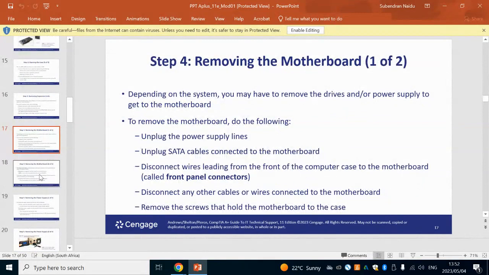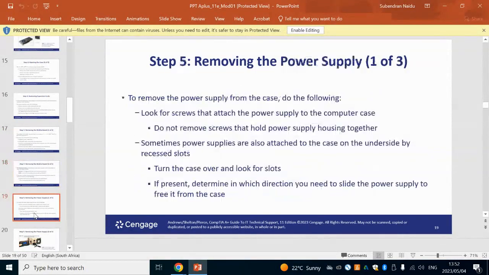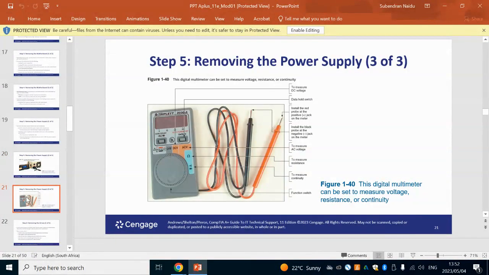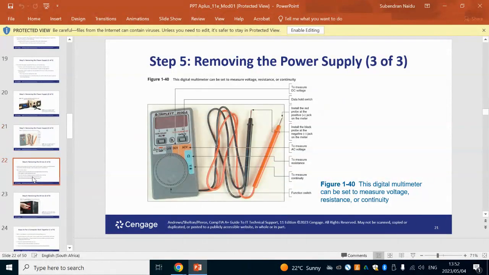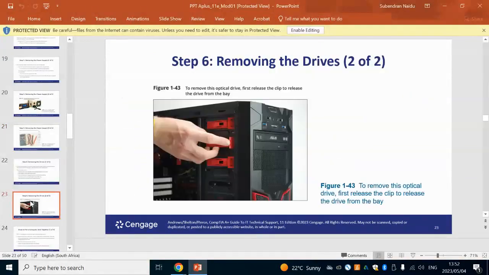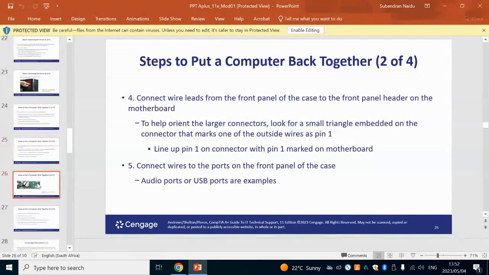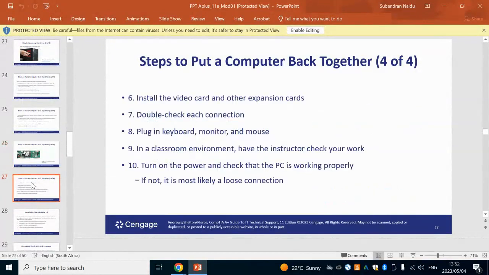I go ahead and have a look at removing the motherboard, removing a power supply, and I continue. Remember they said you need to test power problems. So what are they using here? Power supply tester. A multimeter could also be used. There's an example of a multimeter. Okay, what is it used to do? Test power related problems. Removing the drives. So step by step, they're taking me through the process of how to disassemble and then how to put it back together again.